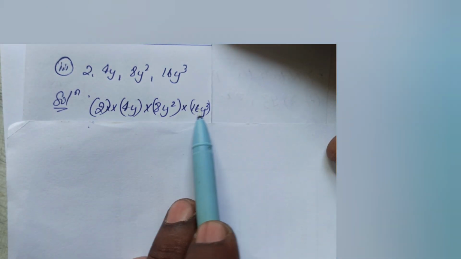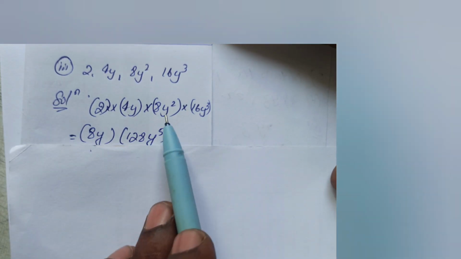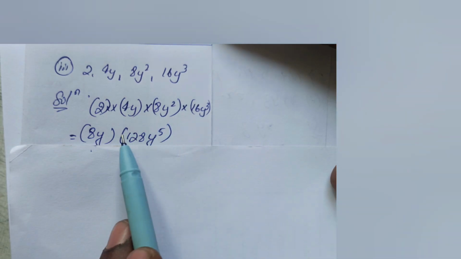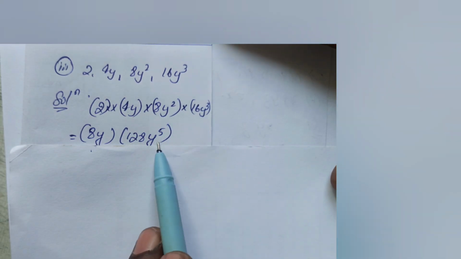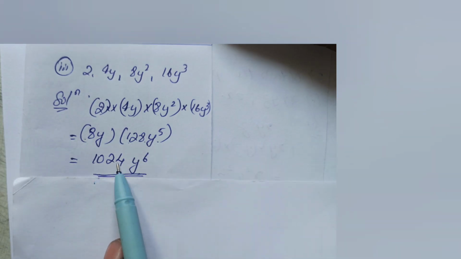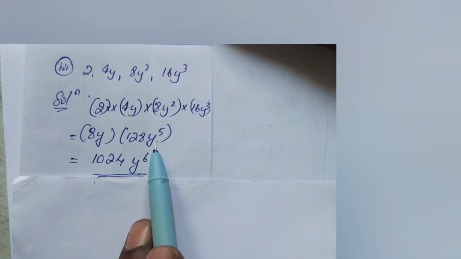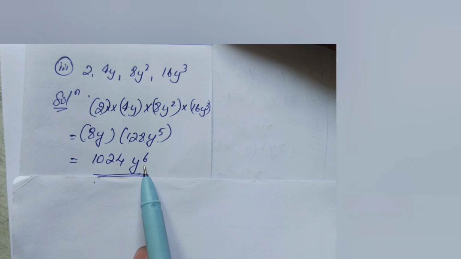Now the third one: 2 into 4y into 8y square into 16y cube. So we need to multiply all of these. It is a big number. What we will do: first we multiply 2 into 4 is 8y, and we need to multiply 16 into 8 is 128. y square into y cube is y raised to 5. Now 128 into 8 is 1024. So y into y raised to 5 is y raised to 6. This is the answer.